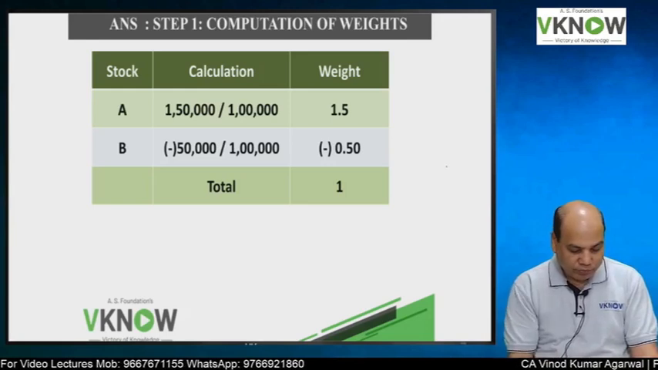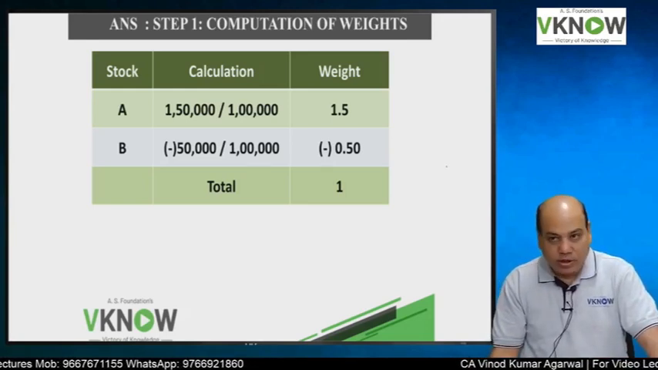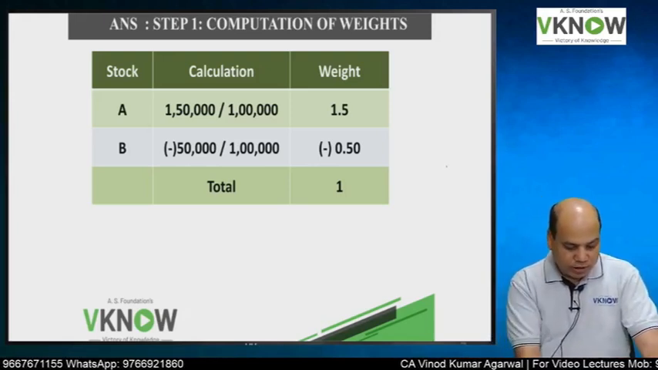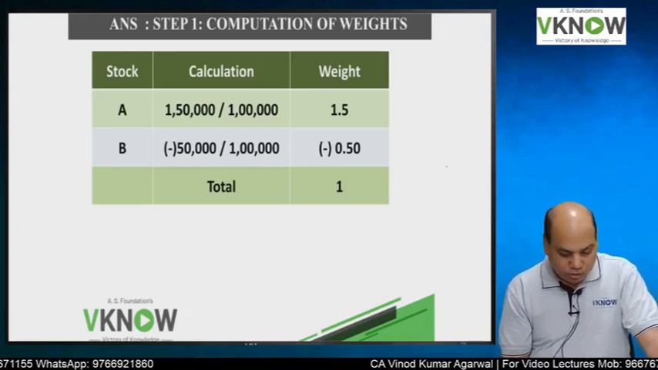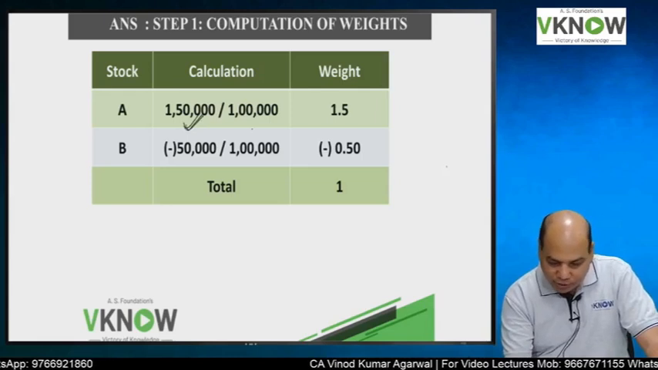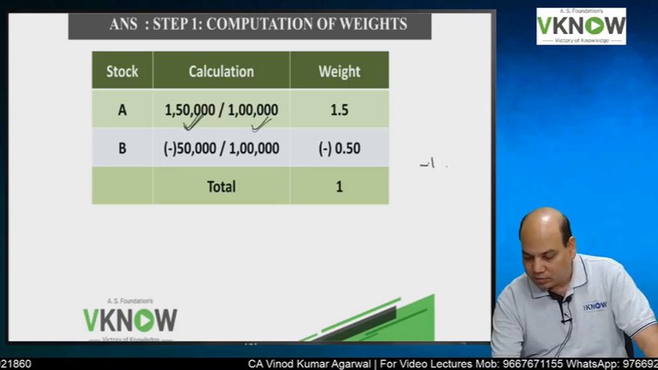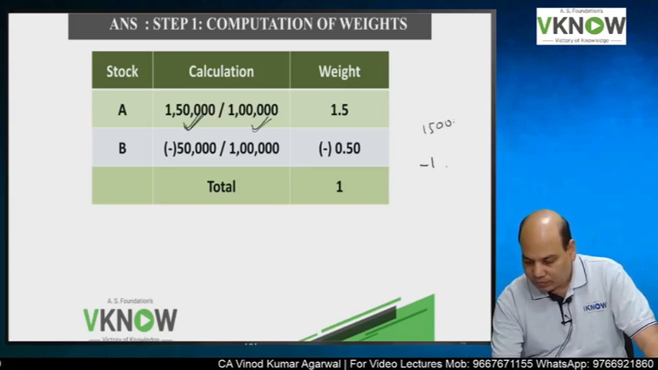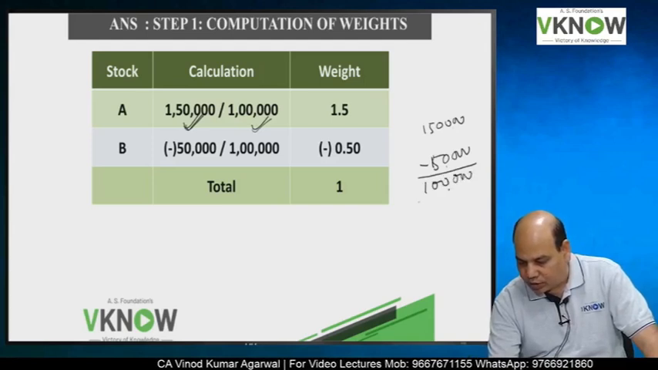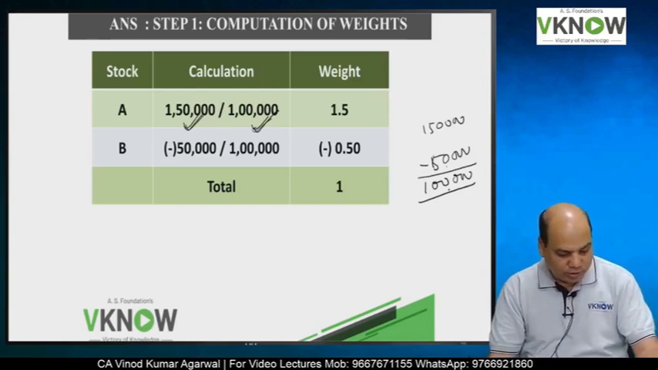Presentation is very important. You may blame me for taking little more time, but it is important. First, write down stock A. Total investment A is 1,50,000. Divide by 1 lakh. How did you get 1 lakh? 1,50,000 minus 50,000. So the total is 1 lakh. So the denominator will be 1 lakh.